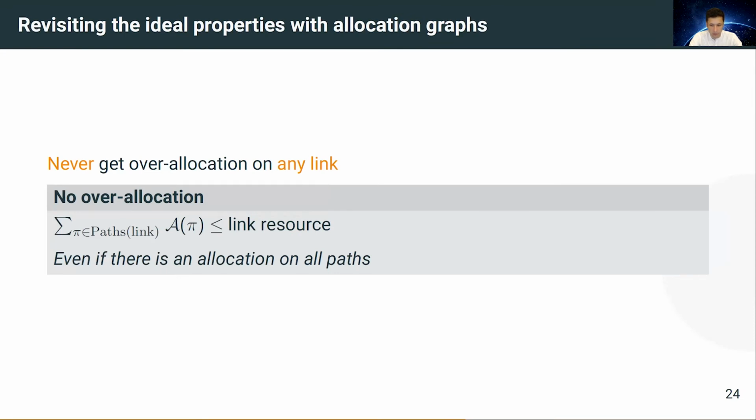Of course, it has to do so respecting all the properties we've been talking about before, and which we can now formalize in more detail given our definition of an allocation graph. The first property is to never get over allocation on any link. And this can be easily formalized by saying that the sum of allocations for the paths that traverse a certain link can never be larger than the link resource. And this is even if there is an allocation on all possible paths.